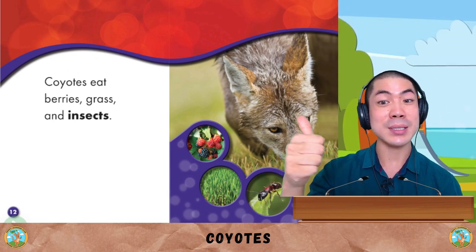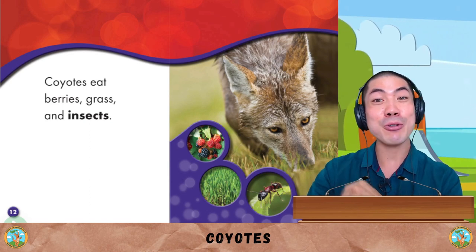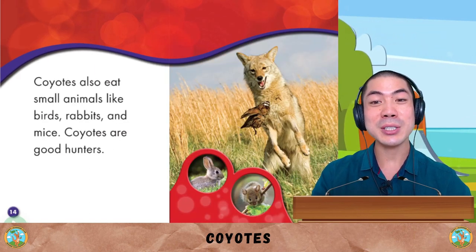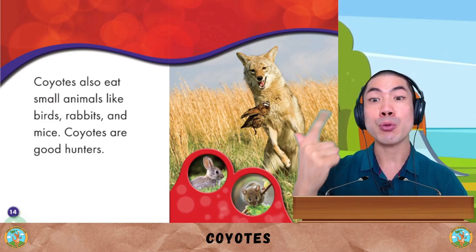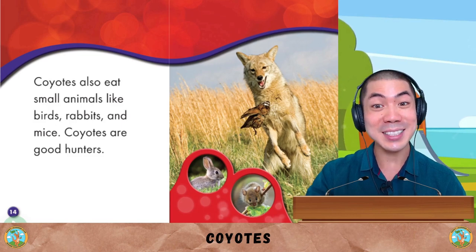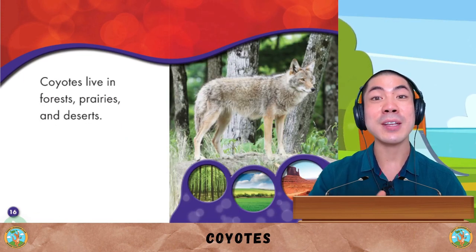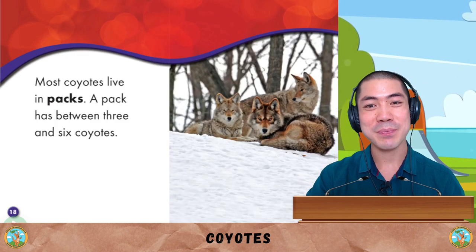Coyotes eat berries, grass, and insects. Coyotes also eat small animals like birds, rabbits, and mice. Coyotes are good hunters. Coyotes live in forests, prairies, and deserts.